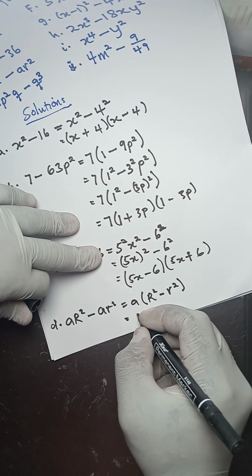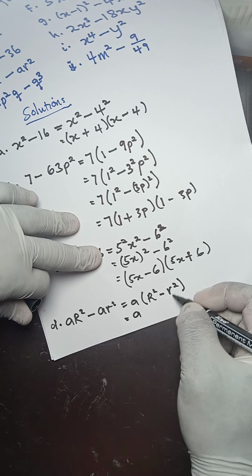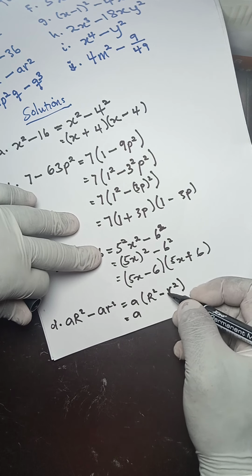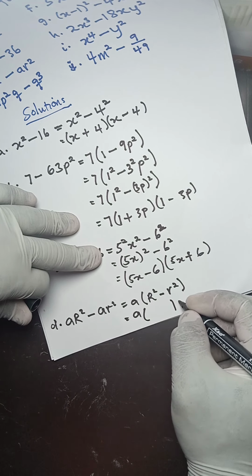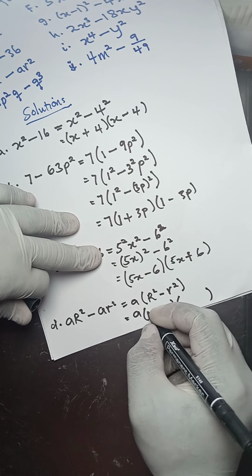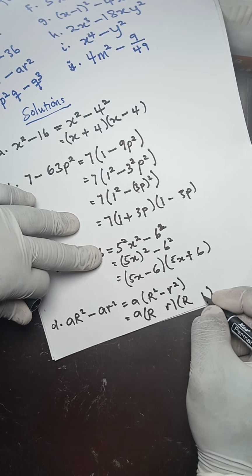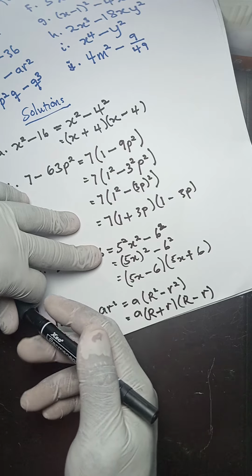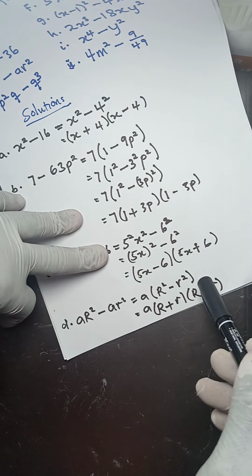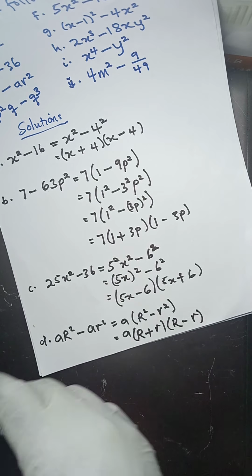So a is still outside. If you check this, you can see that this is a difference of two squares, because we have capital R squared minus small r squared. Open your two brackets: capital R, small r, capital R, small r, one plus and one minus. You just have to know that capital R is different from small r, so be careful when dealing with things like this. All right.